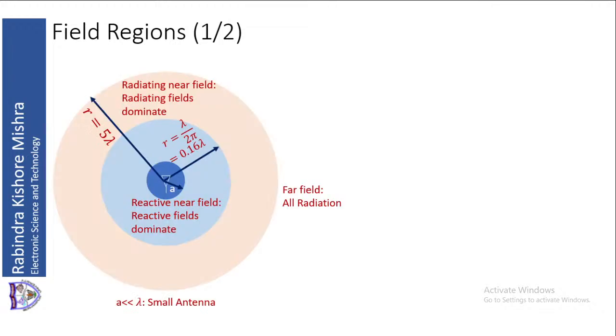Now let us come to the field regions. Once the electromagnetic field is radiated from a source, will the field be the same everywhere, or near the source, far away from the source, and in the intermediate regions between the source and the far away points, are the fields same or different? Let us consider that.